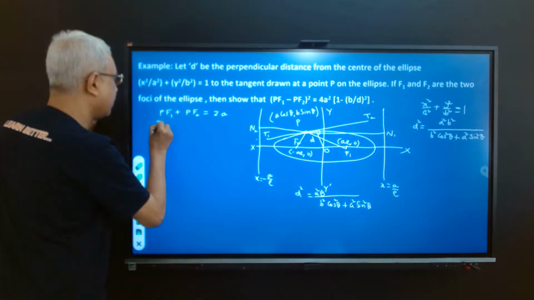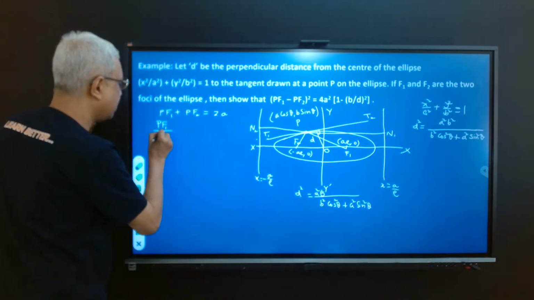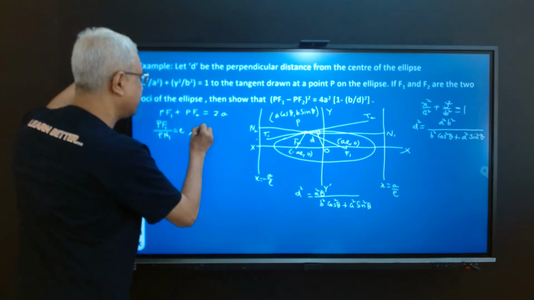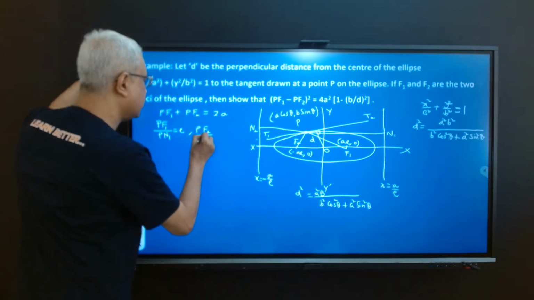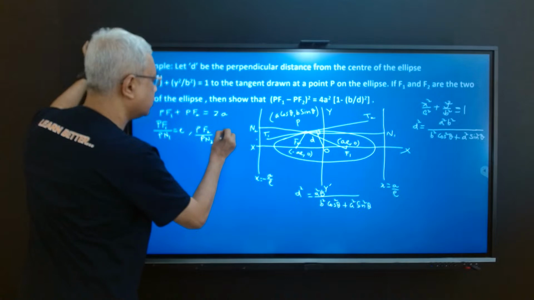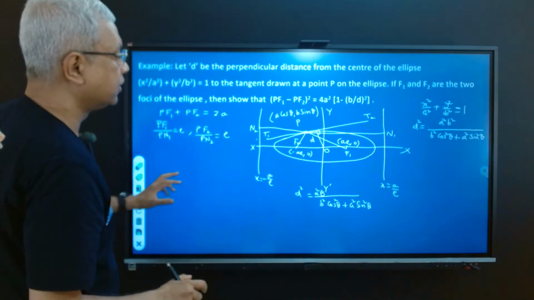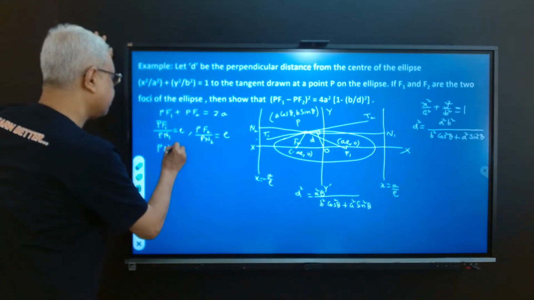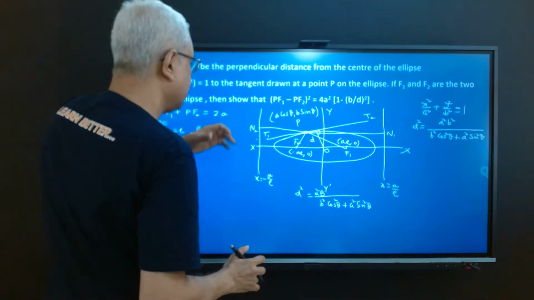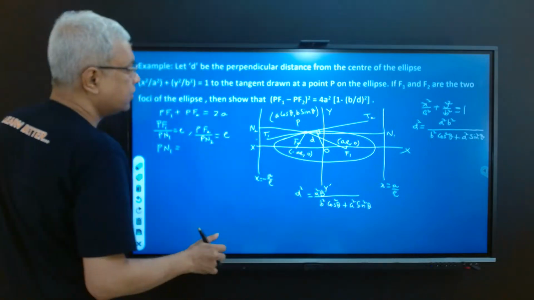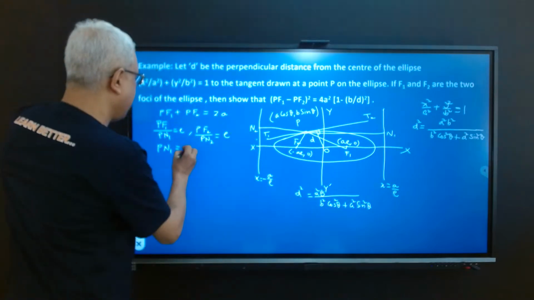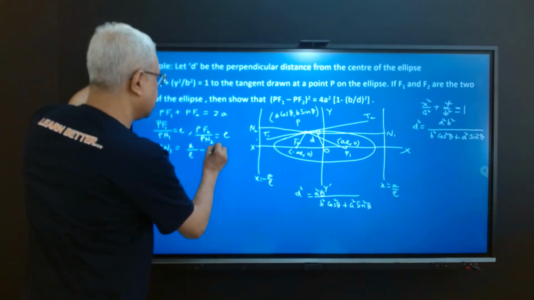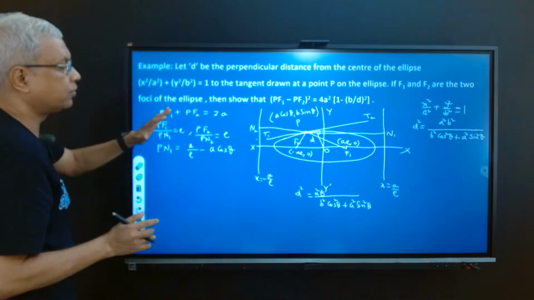So PF1 by PN1 is e, and PF2 by PN2 is also e. Okay. Now PN1 is how much? PN1, you can say, is a by e minus a cos theta.